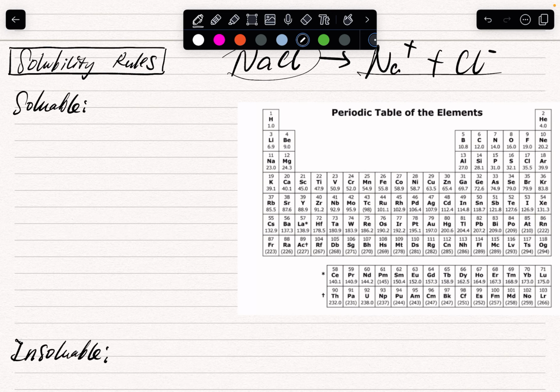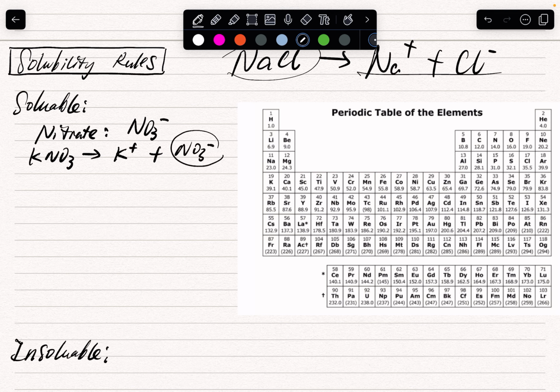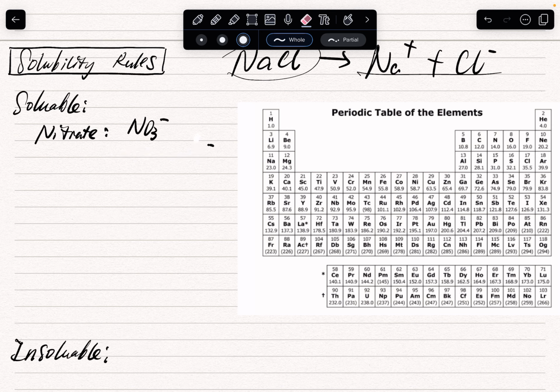So for the soluble ones, I have six groups. The first group is nitrate. It's a polyatomic anion, NO3 minus. If I combine it with some cation, for example KNO3, it would dissociate into K plus and NO3 minus. This NO3 minus is a soluble anion, so if a compound has NO3 minus in it, it must be a soluble compound. When you dump it in water, it will go toward the products. So this is nitrate.